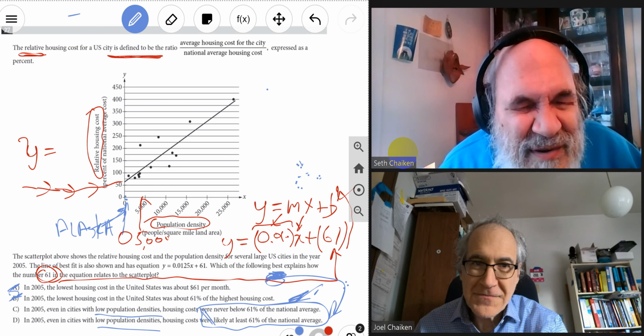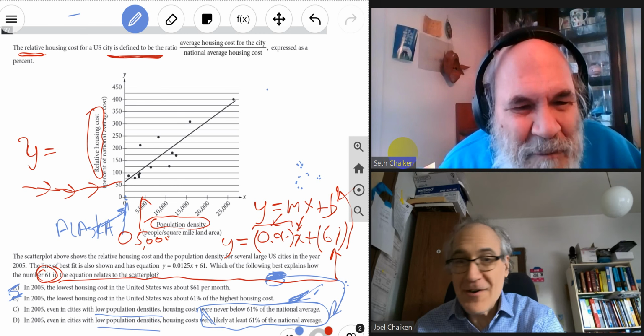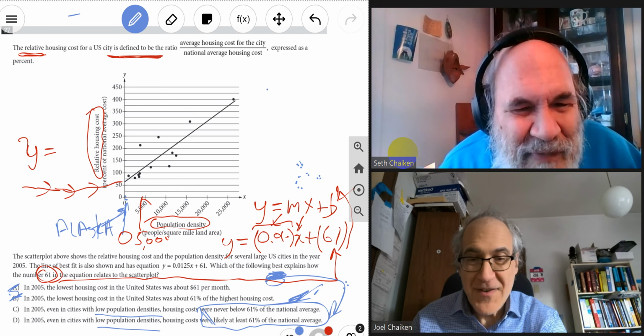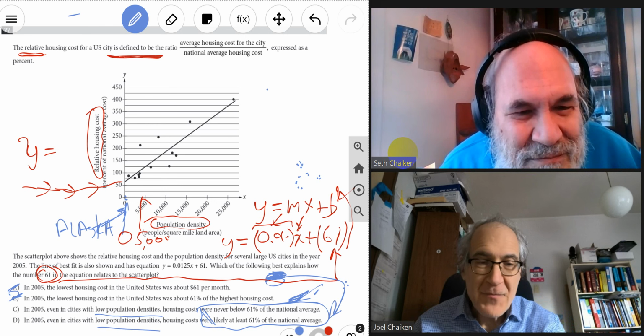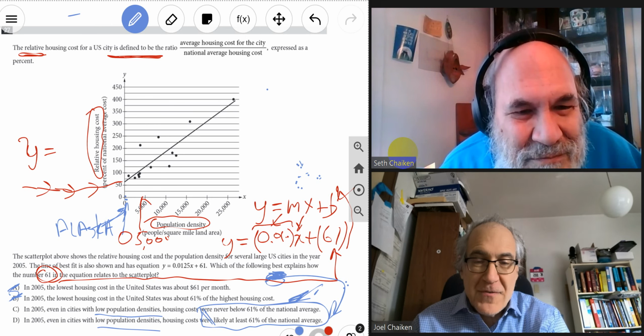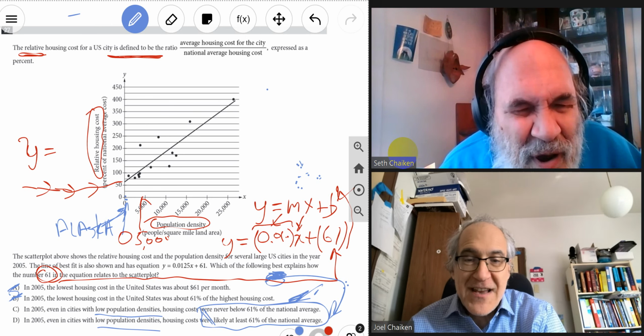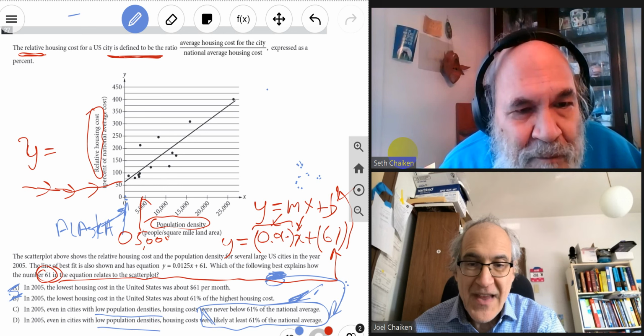Oh, gosh, what is it? Yeah, I know, right? It's a tough question, right? Because is it never below 60? Which one is better? Both seem to be true, right? It's true that it's never below 61%, and it's likely to be at least 61%.